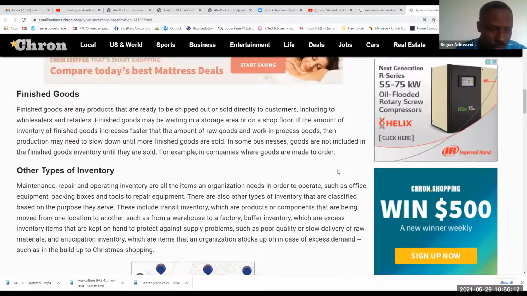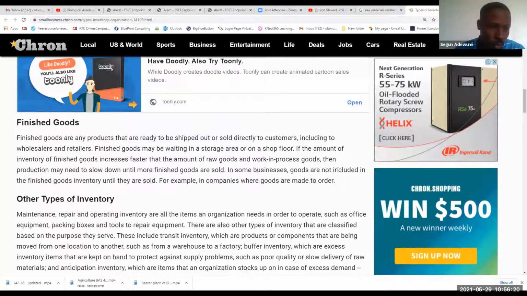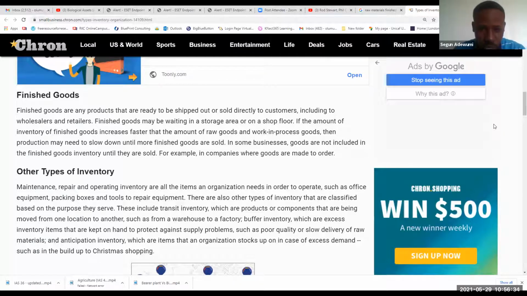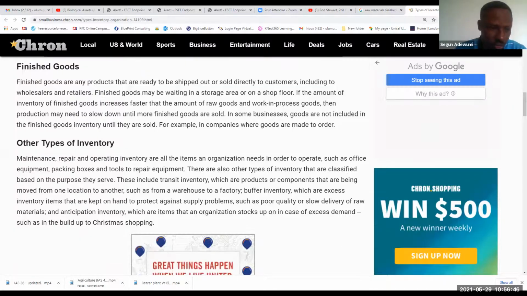Finished goods. Finished goods are any products that are ready to be shipped out or sold directly to customers, including to wholesalers and retailers. Finished goods may be waiting in a storage area or on a shop floor. If the amount of inventory of finished goods increases faster than the amount of raw material and work in process goods, then production may need to slow down until more finished goods are sold. In some businesses, goods are not included in the finished goods inventory until they are sold, for example, a company where goods are made to order.